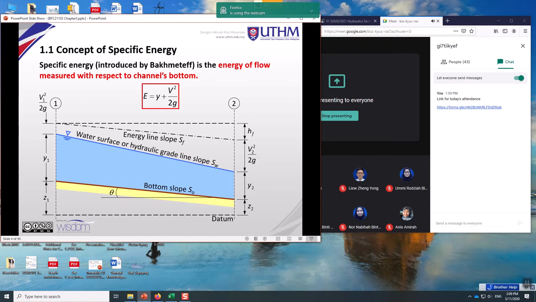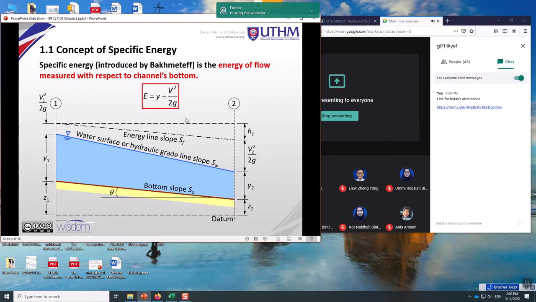In open channel, since it is measured from the channel's bottom and not from a datum, we don't take the Z into account. So that's why we only have two parameters there. The total energy is equal to the depth of flow plus the head of the velocity, the energy due to the velocity, which is Y plus V squared over 2g. This is the specific energy.